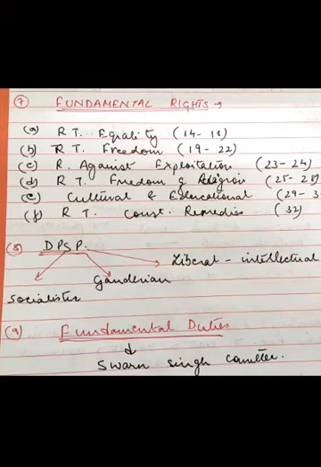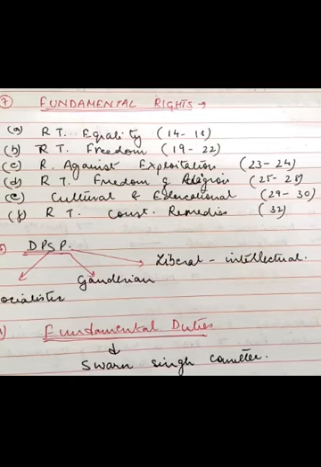Some of them are to respect the Constitution, national flag, and the national anthem, to protect the sovereignty, unity, and integrity of the country, to promote the spirit of common brotherhood amongst all the people, to preserve the rich heritage of the composite culture, and so on. So these are the basic fundamental duties that one should remember.